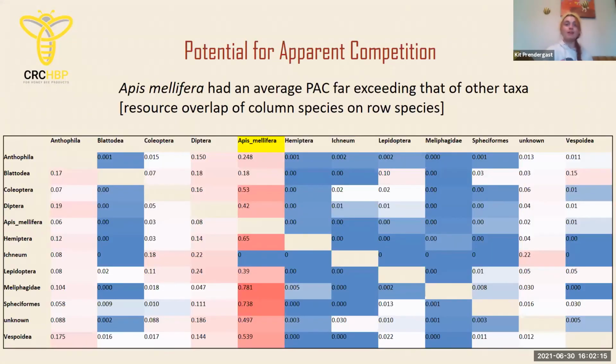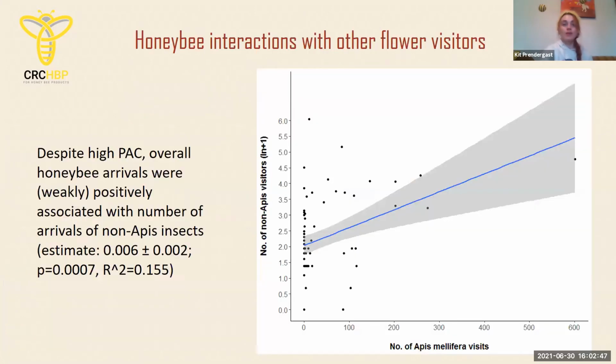Now, potential for apparent competition. Apis mellifera definitely dominated. The colours show that the more red it is, the more potential for apparent competition. It's looking at the column species on row species, and Apis mellifera tended to have a high potential for apparent competition with all taxa, more so than any of the other taxa, in particular for the sphecid wasps and Hemiptera.